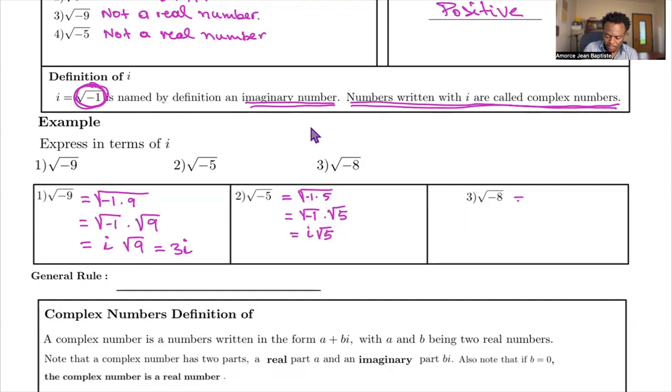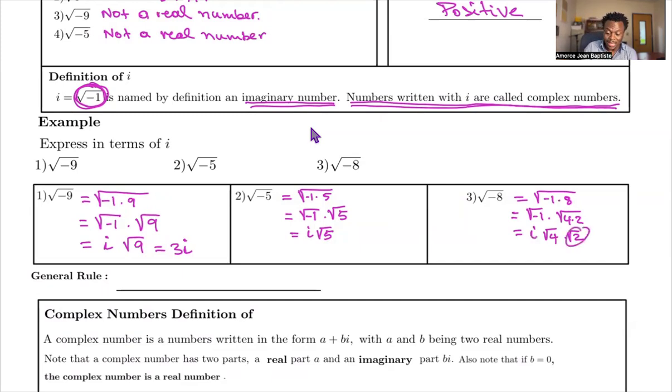So here we have the square root of -8. That's the square root of -1 times 8, which equals the square root of -1 times the square root of 8, which is 4 times 2. So that's i times the square root of 4 times the square root of 2. The reason I write 8 as 4 times 2 is because the square root of 4 is known, so I would rather write it in simplified format.